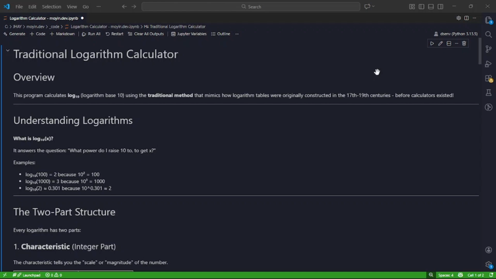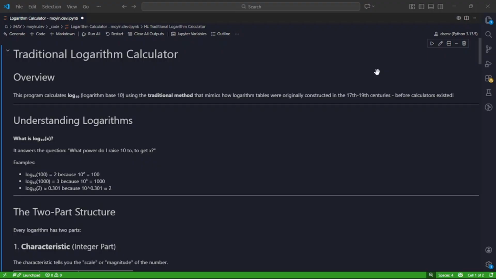Let me go again. Logarithms answer a question: what power do I raise 10 to get x? Note, 10 here is the base, so we have logarithm in base 10. What power do I raise the base to get x? That's simply what logarithms are at their core.